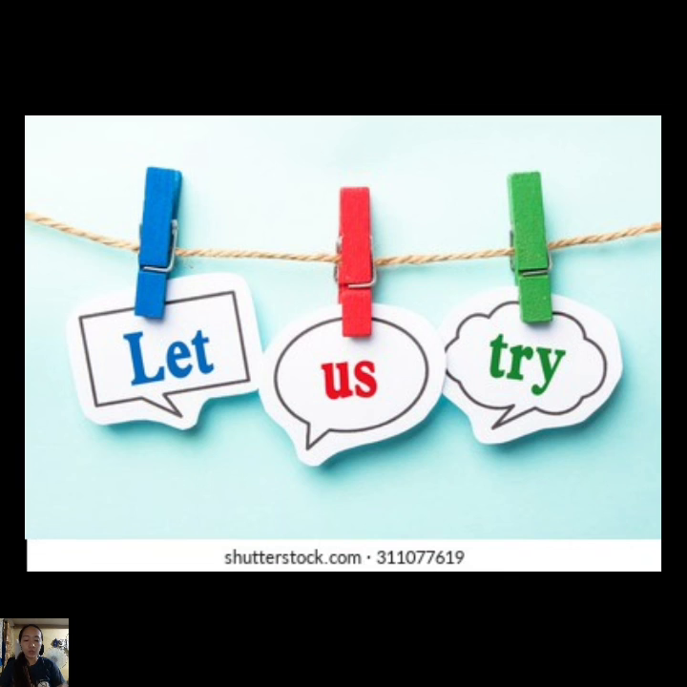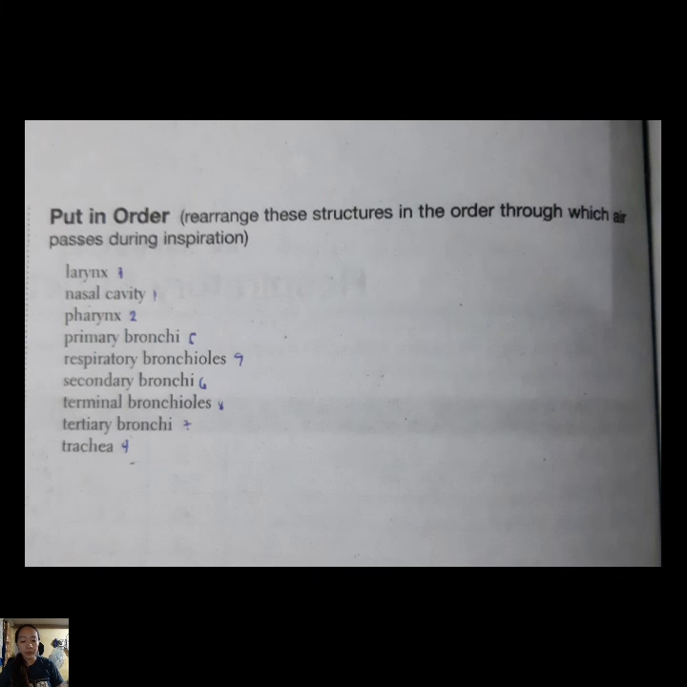Let us now answer one of our laboratory activities on page 406, wherein we put in order the structures through which the air passes during inspiration. To begin with, we start with the nasal cavity, then the pharynx, the larynx, the trachea, the primary bronchi, secondary bronchi, tertiary bronchi, terminal bronchioles, and respiratory bronchioles. So that will be the correct order through which the air passes during inspiration.